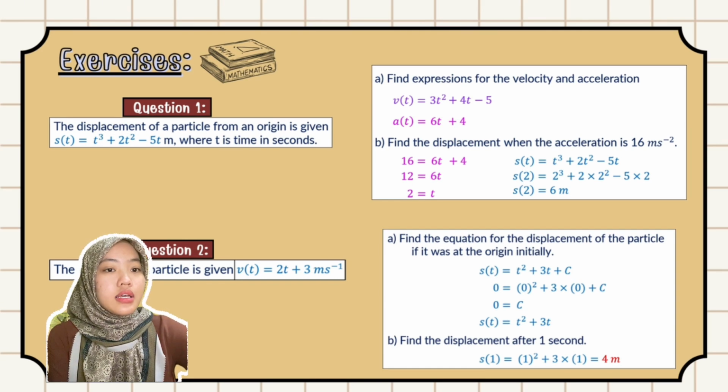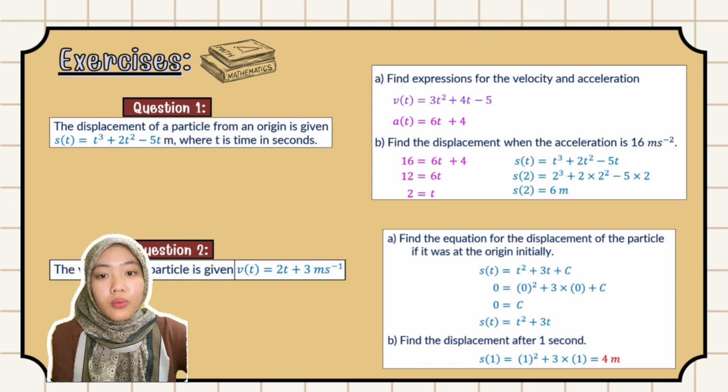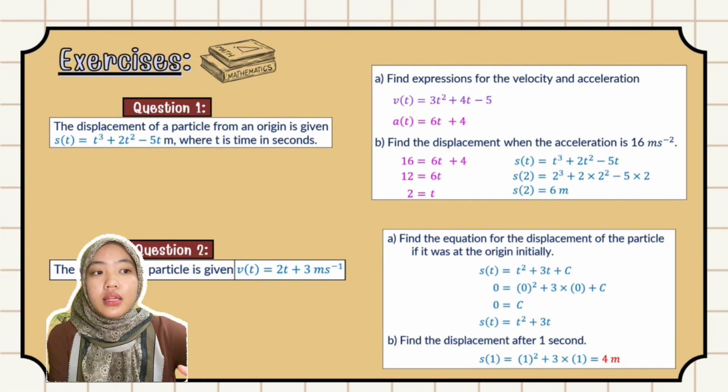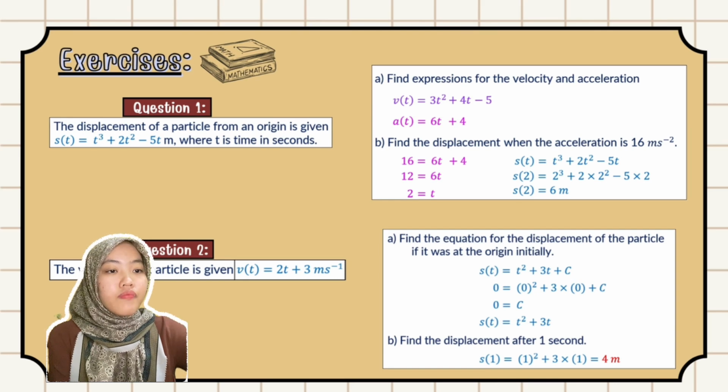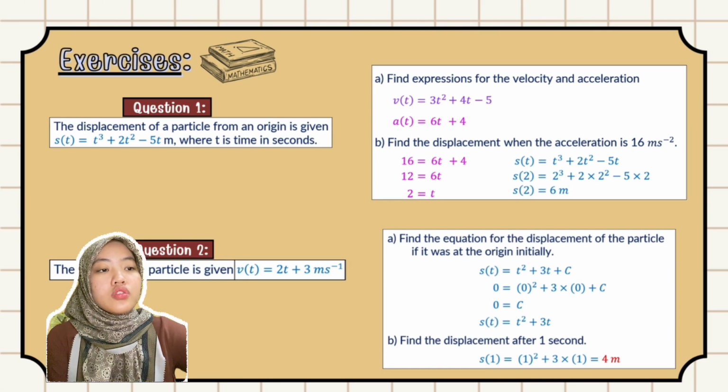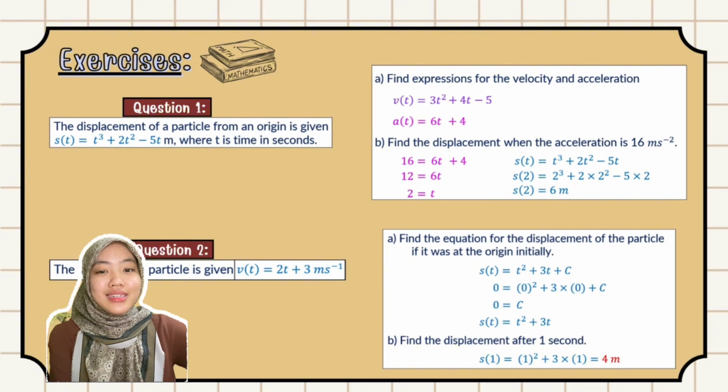And then it says here to find the displacement after 1 second. So we know that 1 second is actually time, which is t equal to 1. And then you find the displacement. s is equal to 1 squared plus 3 times 1, and then we will get the answer, which is 4.